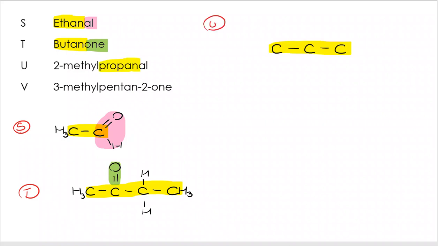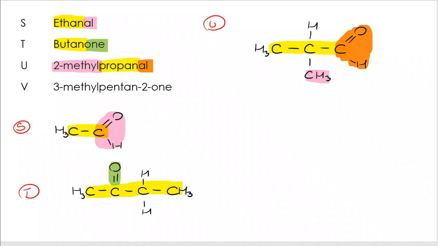2-methyl-propanal. So prop gives us 3 carbons in a row. I've got my C double bond O on the end of the carbon chain, because that's what we determine an aldehyde to be. And I have a methyl group coming off the second carbon. So there is my 2-methyl-propanal once I've added the remaining H's.